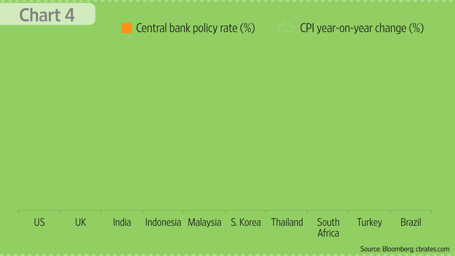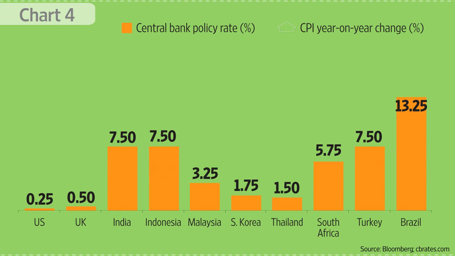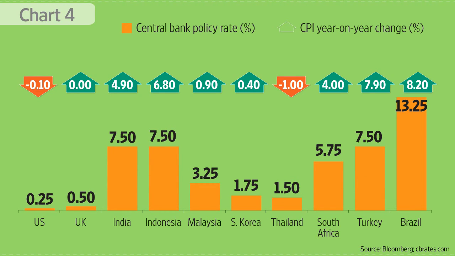This chart compares the current consumer price inflation in various countries with their central bank policy rates. With inflation at 4.9% and the repo rate at 7.5%, that gives a real policy rate of 260 basis points. The Reserve Bank governor has said his aim is to keep the real policy rate at 150 to 200 basis points. Note that India's real policy rate is now higher than that of most countries. 1 basis point is 1/100th of a percentage point.